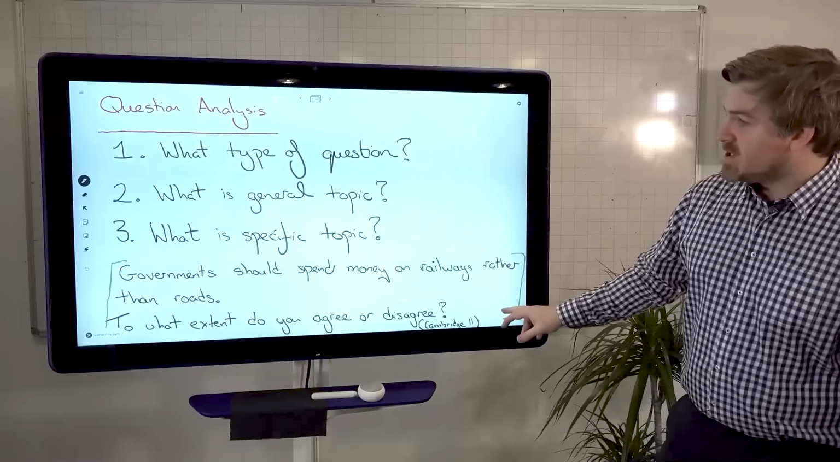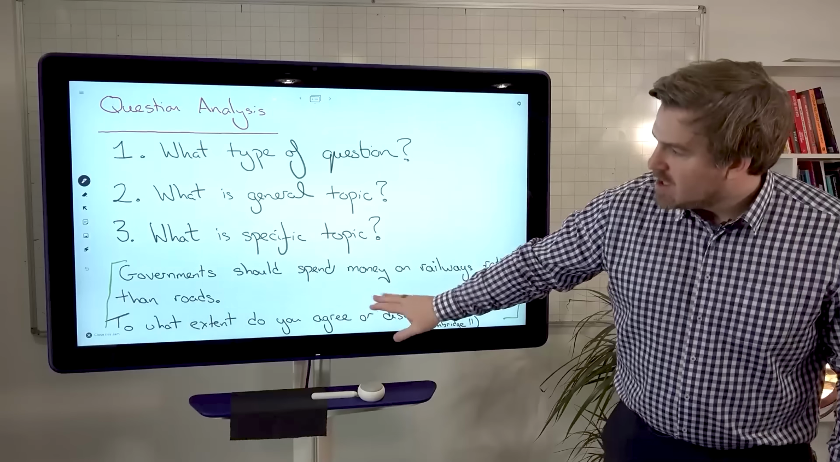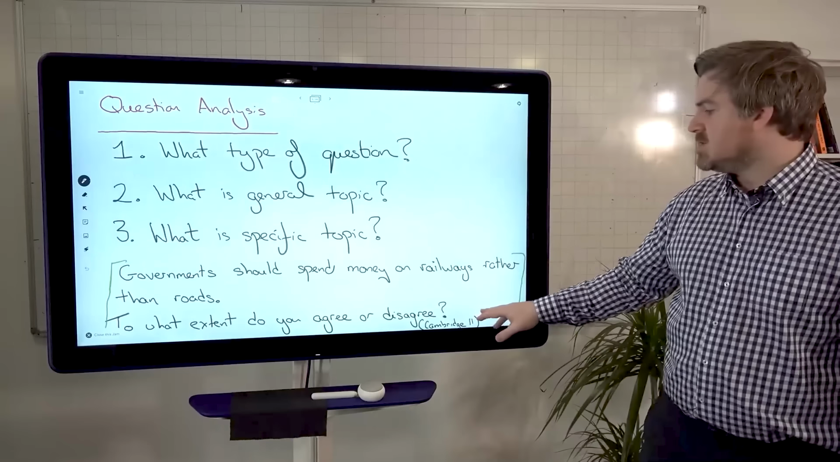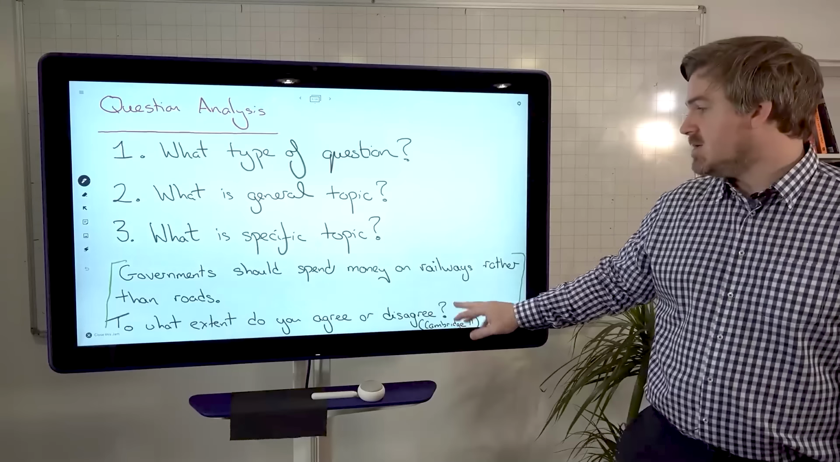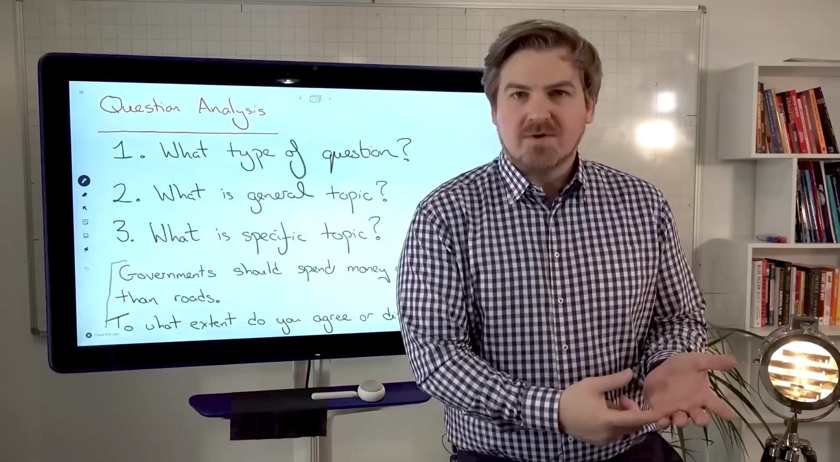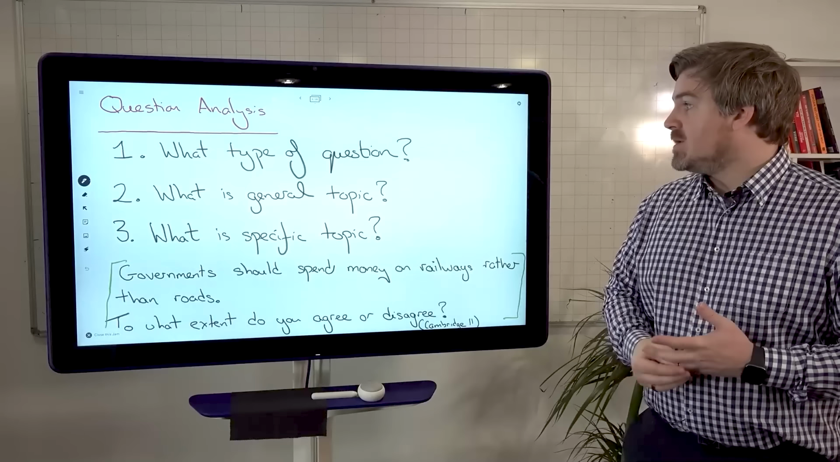So what type of question? Here's a question from Cambridge 11, the book. Governments should spend money on railways rather than roads. To what extent do you agree or disagree? By looking at this second sentence, to what extent do you agree or disagree, we know this is an opinion question. We need to give our opinion and we need to state to what extent we agree or disagree.